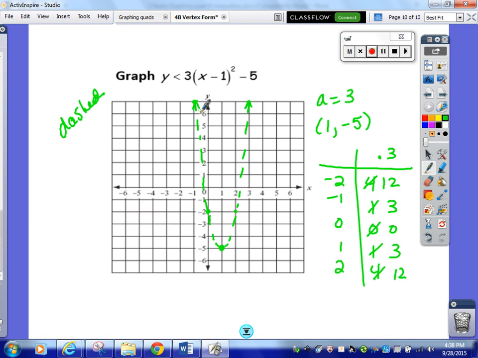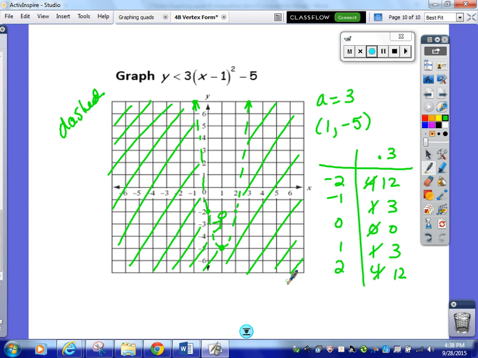All right, this is a valley. So my hiker dude would be down in here. And y is less than, so I'm shading the ground. What's underneath the curve? So there's my answer. Any ordered pair in that shaded region not on that curve would make my inequality true.